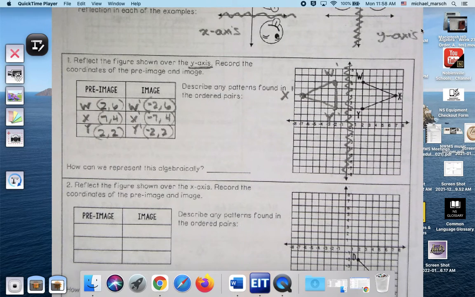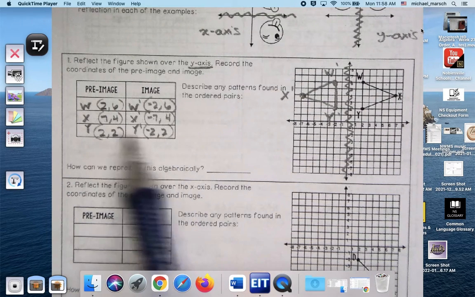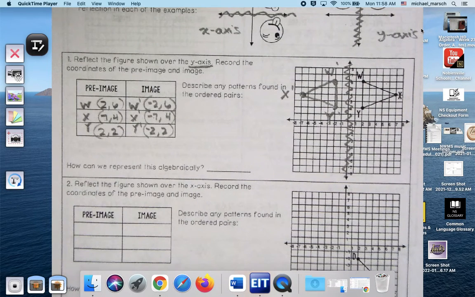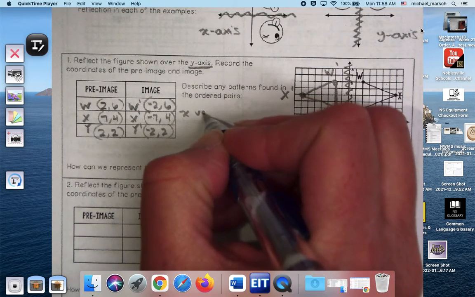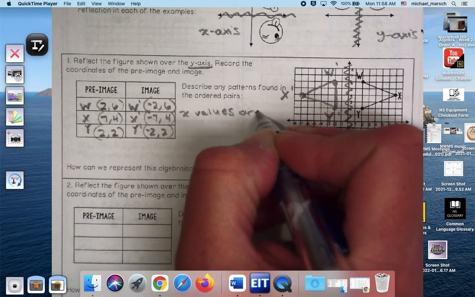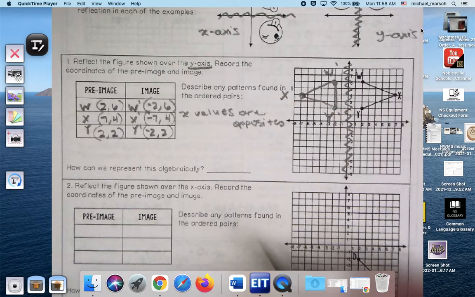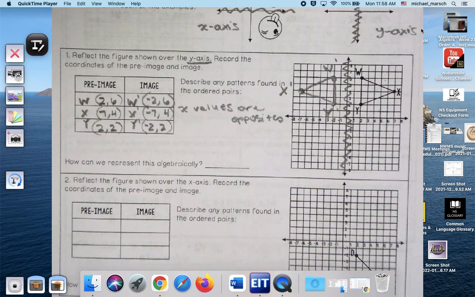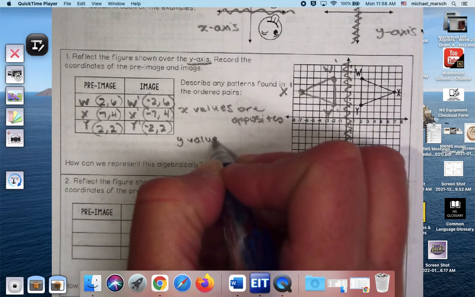What do you notice about the x values when you look at the ordered pairs? What relationship is there between the 2 and -2, 7 and -7, 2 and -2? Jackson? They just became the opposite. Opposite, that's the perfect word. X values are opposites, right? What about the y values? Yep, y values are the same.